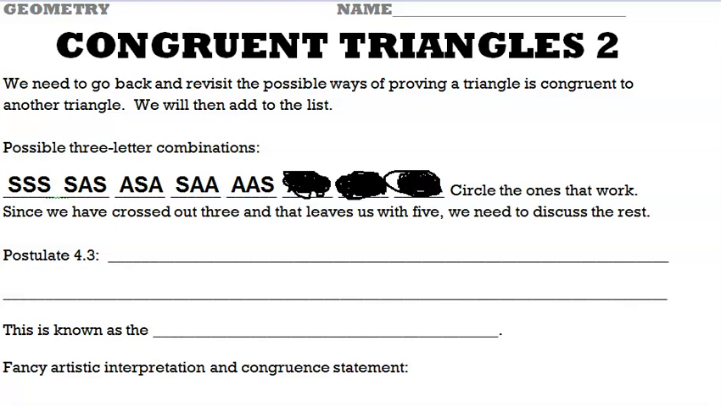So since it's not, we've crossed out 3. That leaves us with 5, so we need to discuss the rest of them. So that means we have done this. We have done this. That was from lesson 1. That means now it is time to go here. So now, instead of 2 sides and an angle in between, we're going to do 2 angles and a side in between. So that's what this is going to look like.